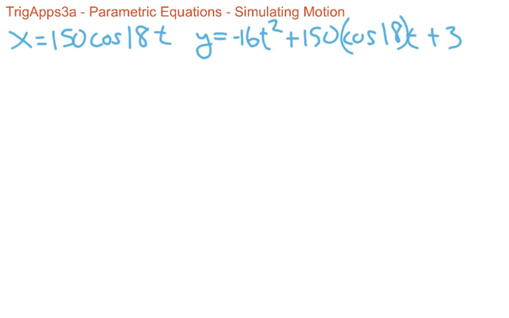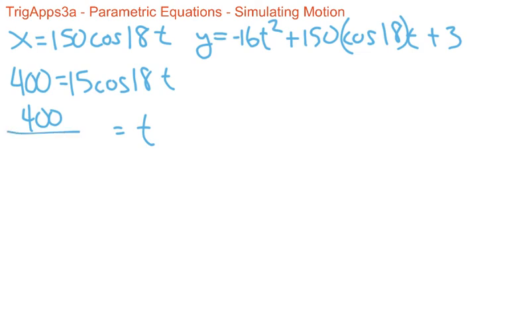Alright, so now that you see the actual visual, I'm going to show you what some of those values mean here. So we're wrapping this up here, and I want to basically show you how you could do this by hand. So because the wall is 400 feet away, that means x is 400 after a certain amount of time. And so that's what we're trying to figure out. How much time did it actually take? So we're going to solve for t. That means we'll divide by 15 cosine 18. So you get 400 divided by 15 cosine 18.